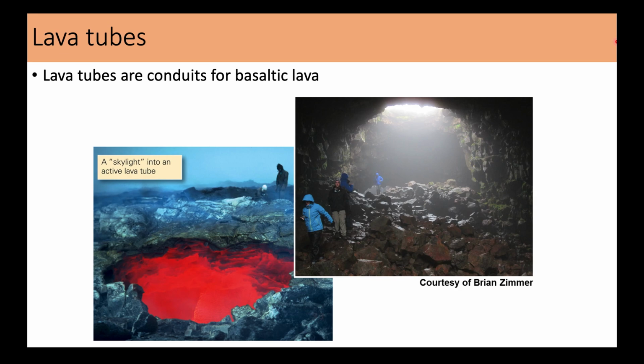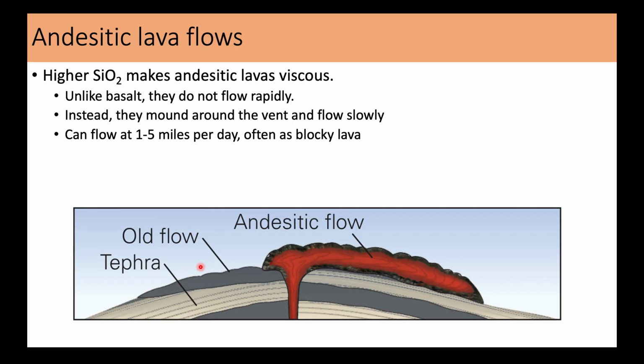So you can also have lava tubes. Lava tubes are just conduits for basaltic lava, different tubes or pipes, let's say, where lava would have flowed at one point. So here we can see there's a hole actually into one of the lava tubes, so you can look over the edge and look in at the lava. So those are all associated with basaltic lava, or very mafic lava that is very flowy and thin.